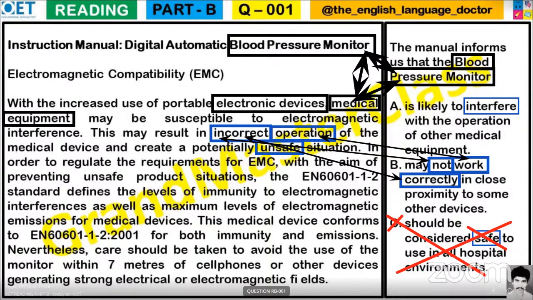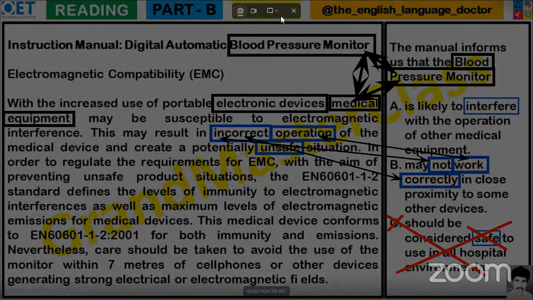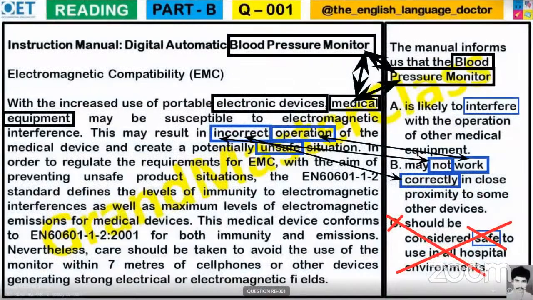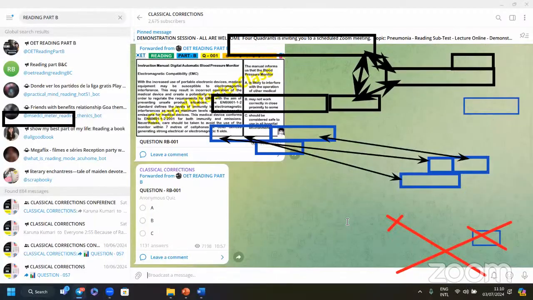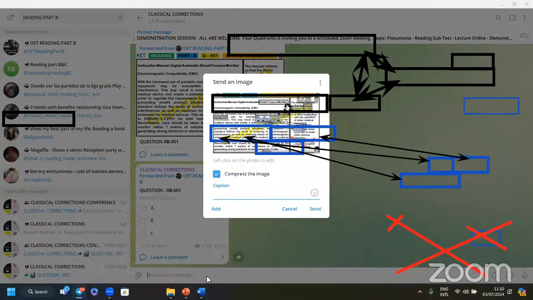Yeah. So that is the clue. So may not work correctly. May not work correctly. Incorrect operation. That's very clear. So if you want more practice sessions from me, participate seriously. The explanation.